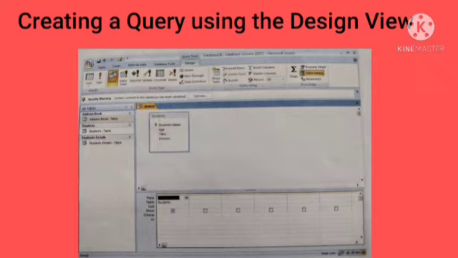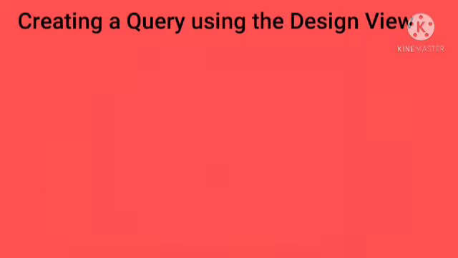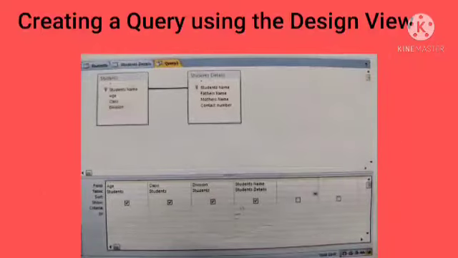Drag the fields age and class from the Students table window and drop them in the first and the second columns in the query window respectively. In the same way, drag the field student name from the Students Detail table window and drop it in the third column in the query window. To execute the query, click on the Run button.